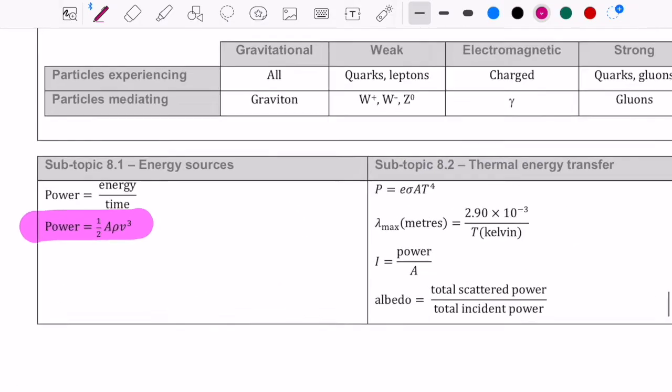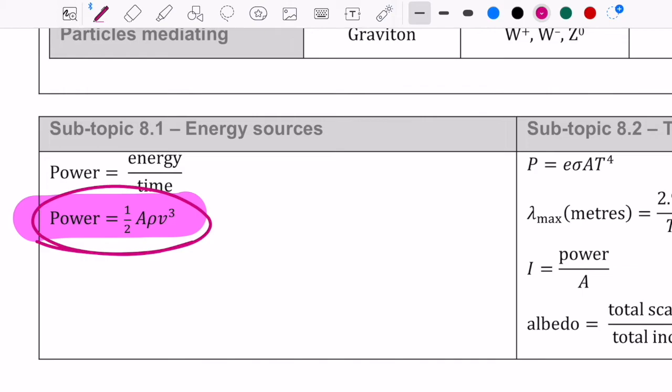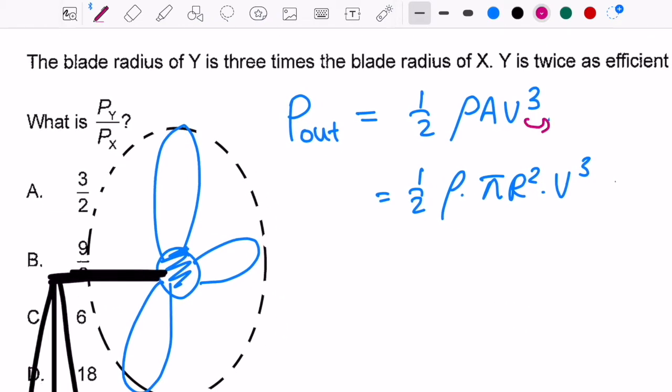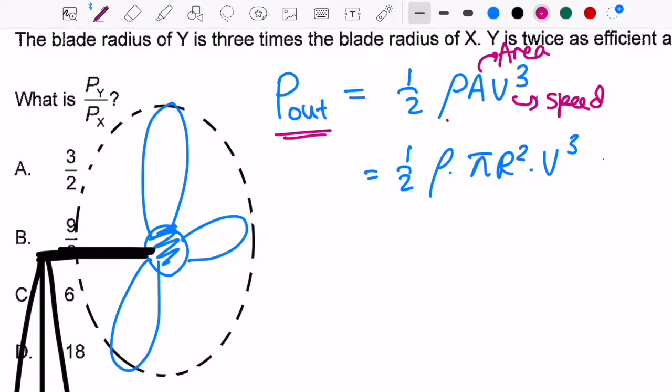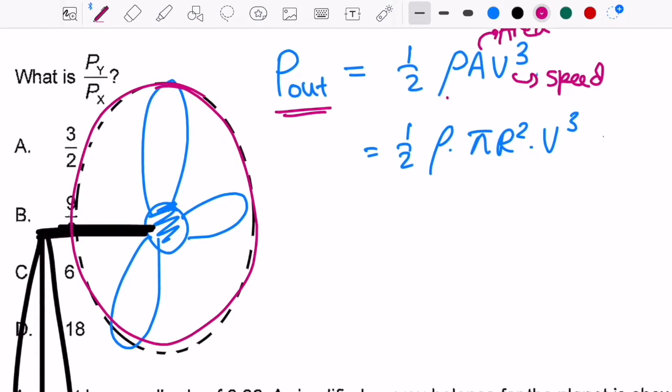In the data booklet, in topic number 8, the power of a wind turbine is given as half rho A v to the power of 3. Sorry, this v stands for the speed of wind, this is the area of the windmill, and this is density. This is the power output. But actually, this windmill sweeps a surface area of a circle, so I can write pi r squared. And in this situation, we have to multiply the value by efficiency, because this is power output, not input.